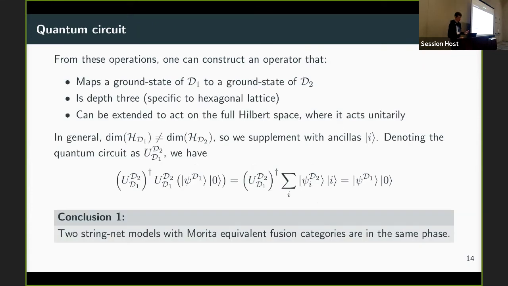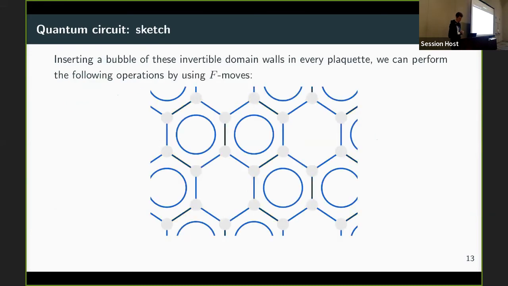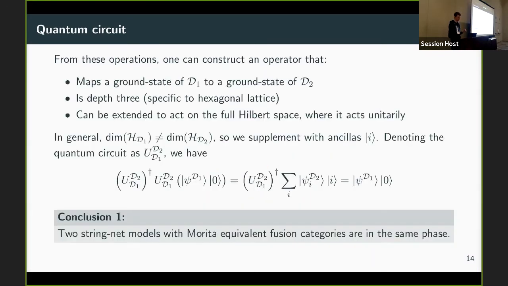Now, the remainder of this is just working out the details and making sure everything is fine. But from this, you can construct an operator that maps the ground state of a string model D1 to the ground state of a string model D2. It's a depth-3 circuit. Depth-3 because there are 3 steps involved in doing this. But this is just specific to the hexagonal lattice. If I would have taken a different lattice, there would have been a different depth. And you can extend the circuit to act on the full Hilbert space. Actually doing this is a bit technical, and this was the main technical difficulty in actually constructing this. But it's not too hard, and it's quite doable.